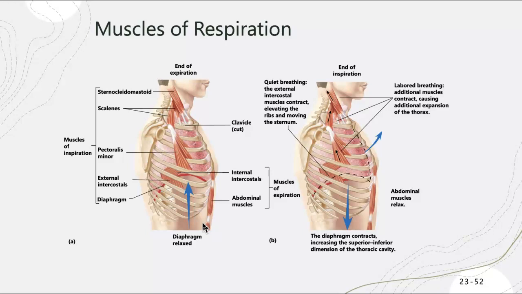Now, when we inspire, we are going to have our diaphragm contract, creating more of a flat muscle rather than dome-shaped. We can also call upon our external intercostal muscles. And if we were to have forced inspiration, we can call upon our pectoralis minor muscle and some of our neck muscles such as the scalenes and the sternocleidomastoid muscle in order to make our rib cage larger to allow more air to move into the lungs. And then we would also want to relax our abdominal muscles.